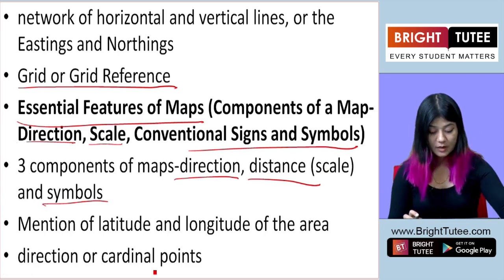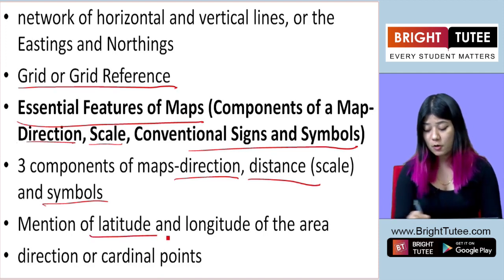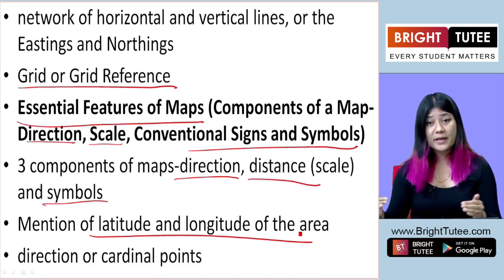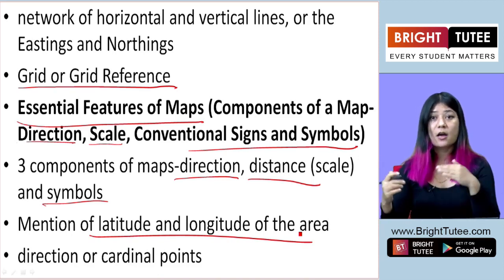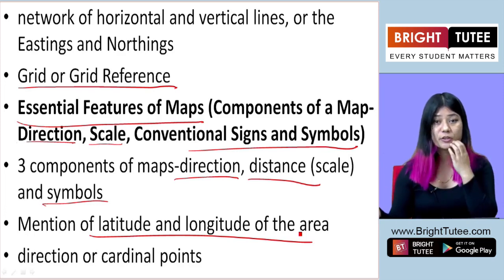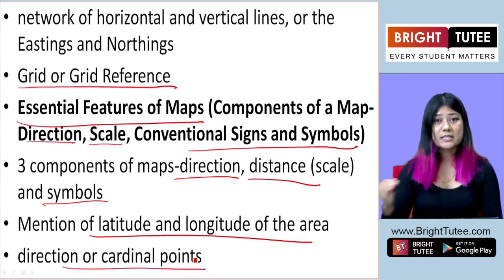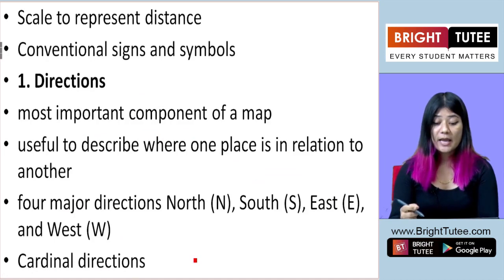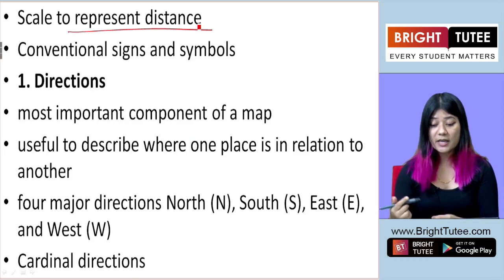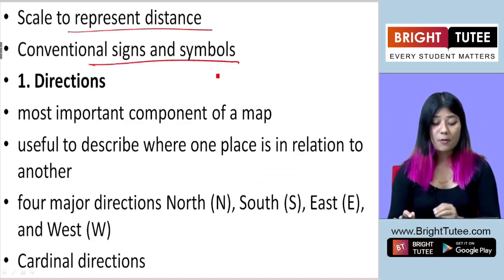Okay. So when you look at a map, you'll always find mention of longitude and latitude of the area. At the end of the frame or the page, you'll see on each side, east, west, north, south, latitude and longitude mentioned. And you also see mention of direction, north, south, east, west. That is also mentioned. And you also see the distance that the map represents. Okay, and you also find conventional signs and symbols. Now let's look at these components one by one.